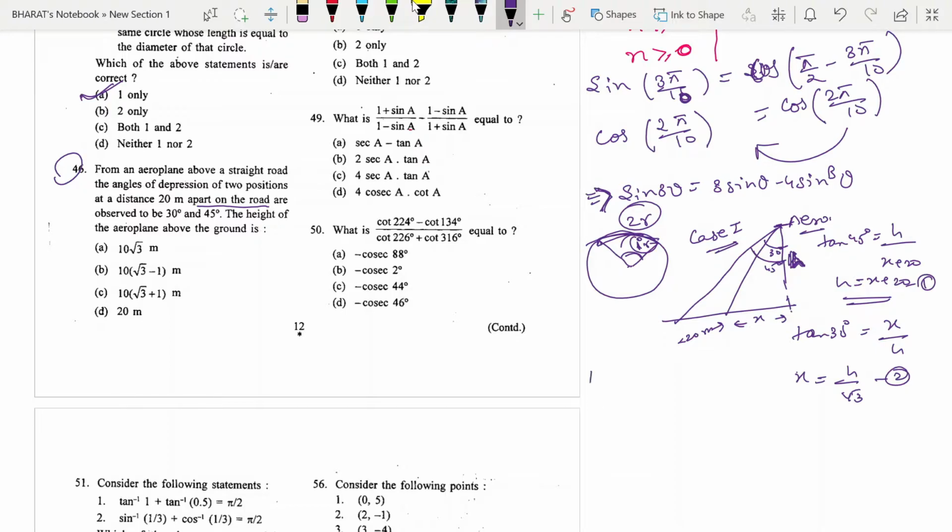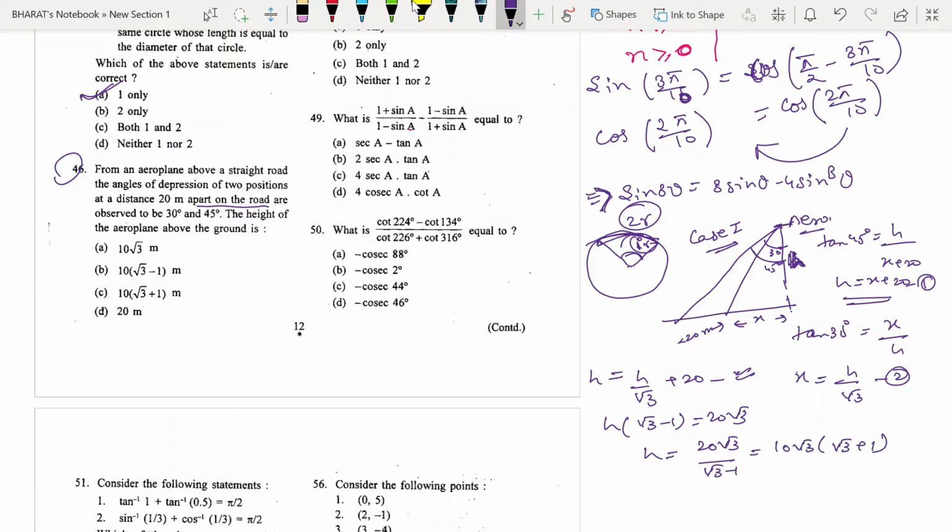Now putting the second equality into the first, what we are getting is h is equal to h upon root 3 plus 20. Now solve this. We have h of root 3 minus 1 is equal to 20 root 3, and then h is equal to 20 root 3 by root 3 minus 1. It will come 10 root 3 into root 3 plus 1.